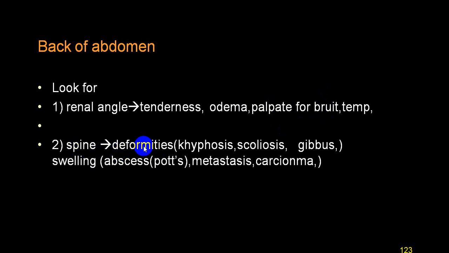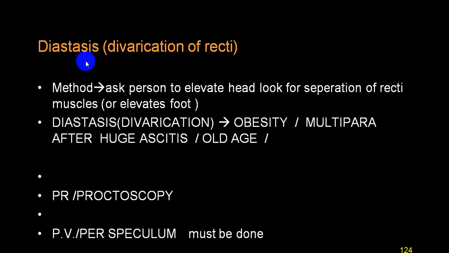Over the spine, look for deformities like kyphosis, scoliosis, gibbus. And you can have a swelling due to abscess like Pott spine, or secondary metastasis, or even malignancy, carcinoma. Divarication of recti you can confirm when you ask the person to flex the head, and it will be seen very frequently in case of obesity, multipara. A person recovers after a huge tense ascites in an old individual because of a lax abdomen.